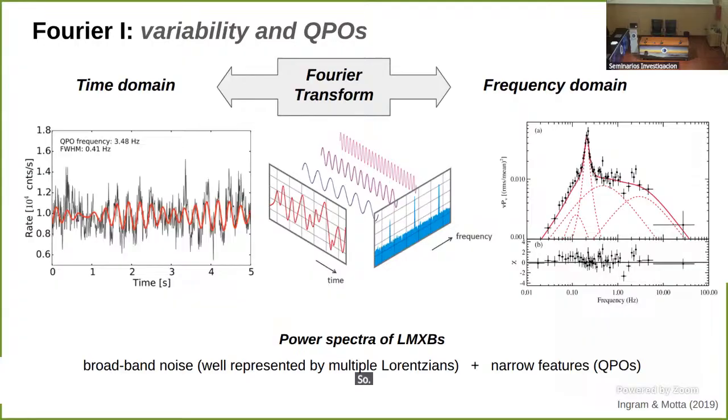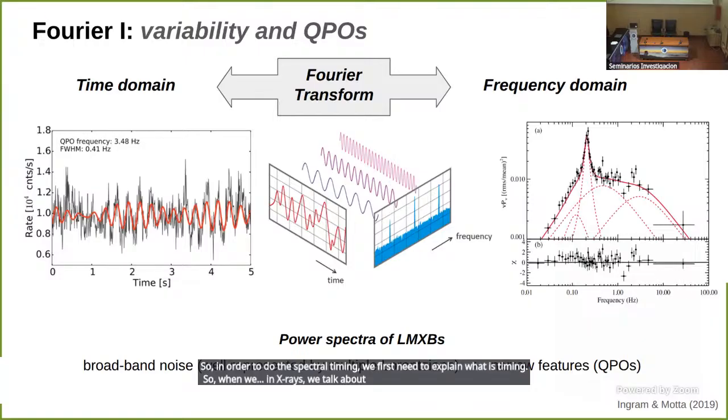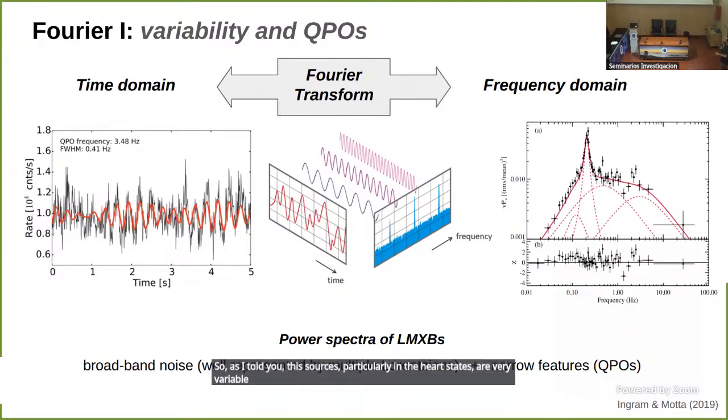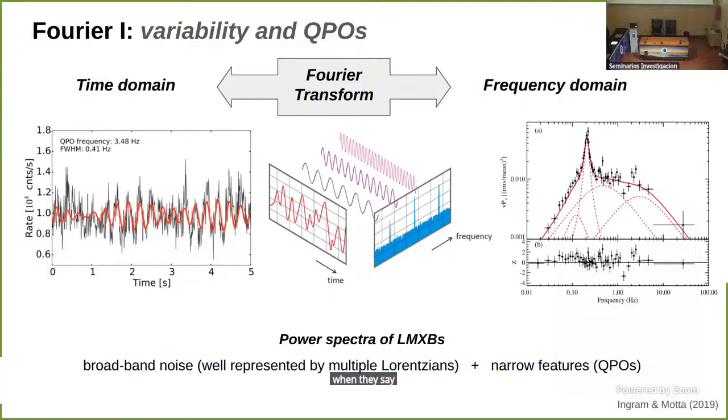So here I become a bit more technical in my talk, because I need to introduce the technique that we use to tackle these questions, which is what we call spectral timing. So in order to do spectral timing, we first need to explain what timing is. When in X-rays we talk about timing, we are essentially talking about the Fourier transform. As I told you, these sources, particularly in the hard states, are very variable.